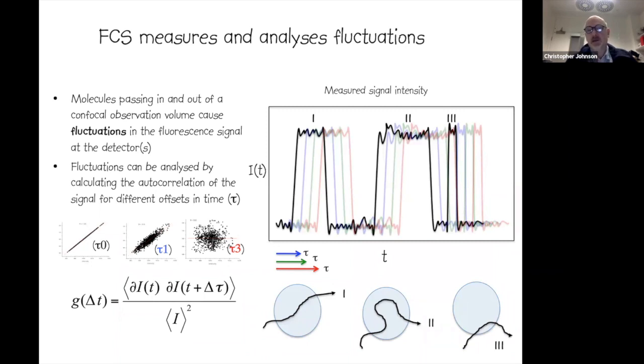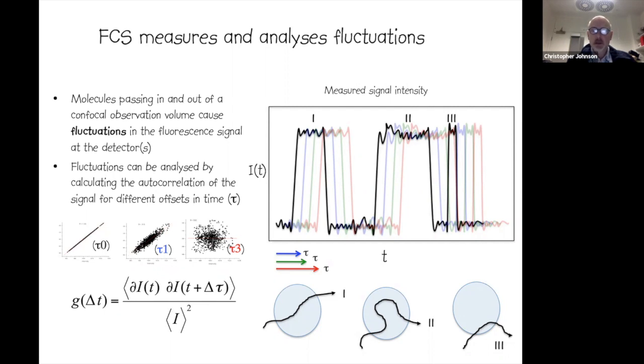What we're interested in doing is measuring and analyzing these fluctuations. Molecules that are passing in and out of the confocal observation volume will cause fluctuations in our fluorescence signal at the detectors. If you remember, we have two detectors fed via a beam splitter. These fluctuations can be analyzed using a mathematical method called autocorrelation. What this essentially does is look at the similarity of the signal as a function of increasing time. We can look at the fluctuation at time t, and at t plus some offset, and then this is normalized by the global average of the signal.